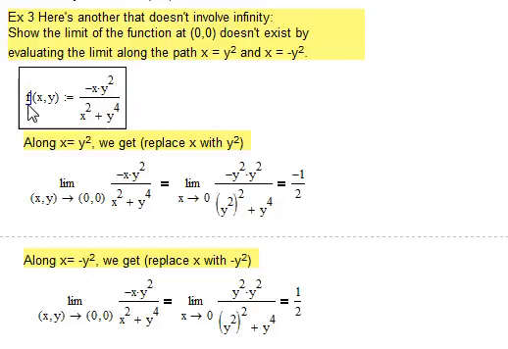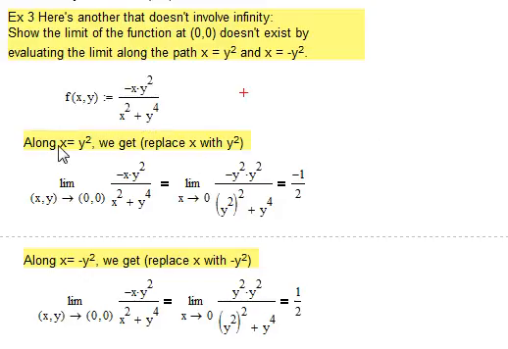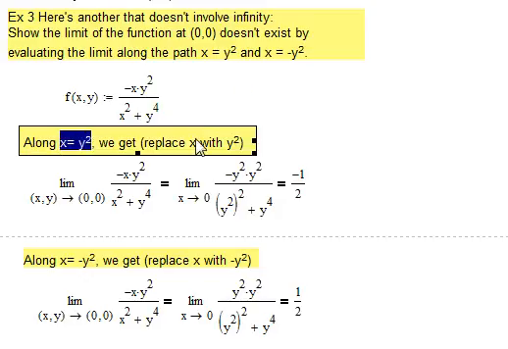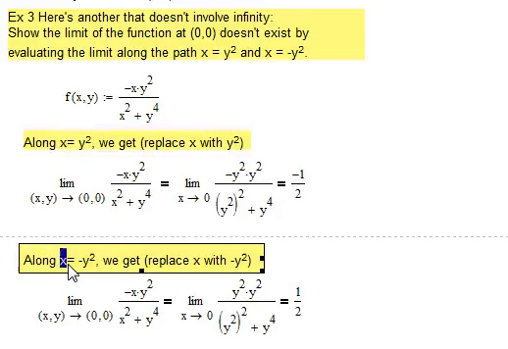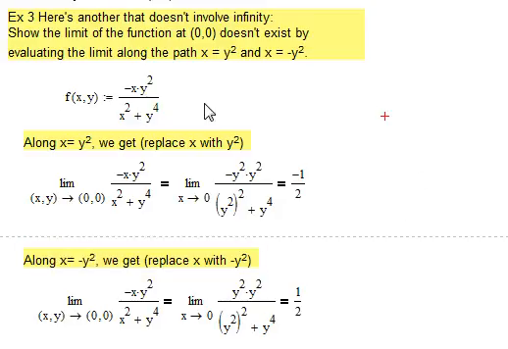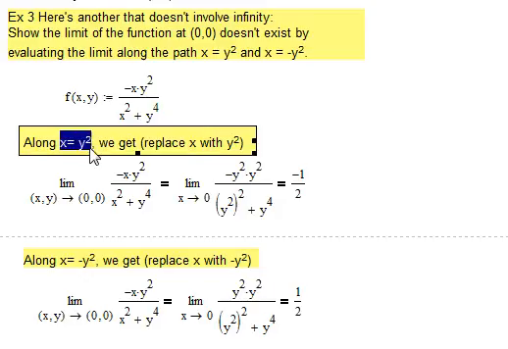Here's the example. The function f of x, y equals negative x y squared over x squared plus y to the fourth. Simple rational function of two variables. But what we're going to examine is along the path x equals y squared, and we're also going to check along the path x equals negative y squared and see what differs. Along the path where x equals y squared, by the way, that's a parabola that goes through the origin and has two branches that surround the x-axis, if you will.